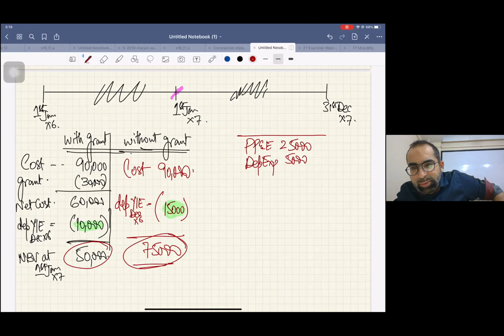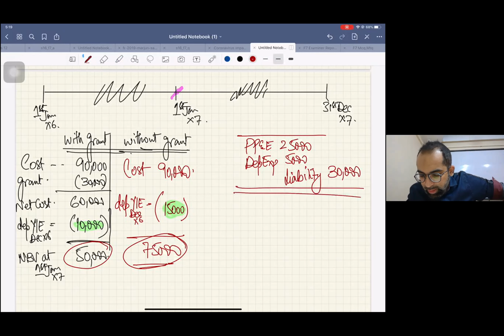And now you will say, sir, what to credit? Listen, we have to repay on 1st January X7. We came to know that we have to repay the complete full grant. So this is your liability. The complete 30,000 is your liability. Just assume this entry you have to make at the beginning of 1st January X7.